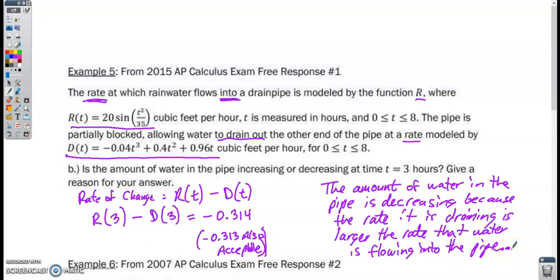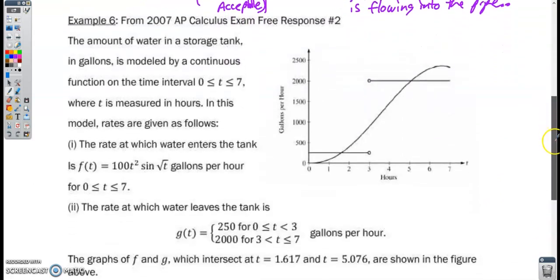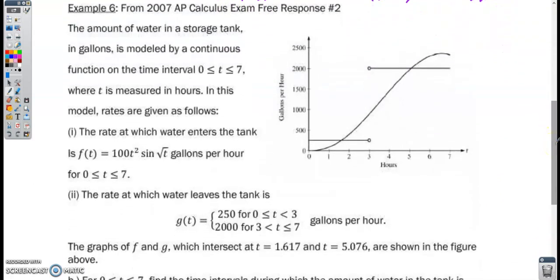All right, let's go on to example 6 from the 2007 AP Calculus exam, free response number 2. Looking at this, the amount of water in a storage tank, in gallons, is modeled by a continuous function on the time interval from 0 to 7, where t is measured in hours. In this model, rates are given as follows. The rate at which water enters the tank is f of t, which we see in this graph right here. This is that curve. The rate at which water leaves the tank is g of t. It's these two horizontal lines.